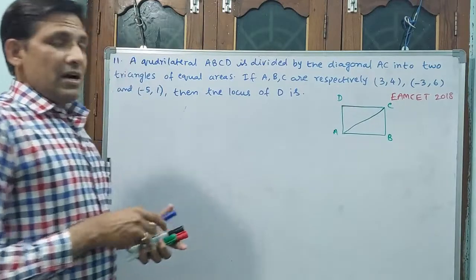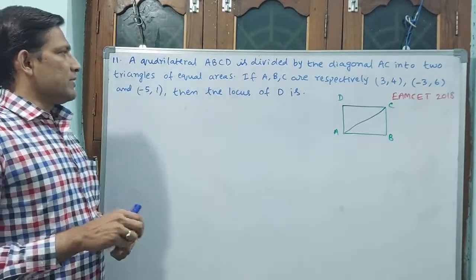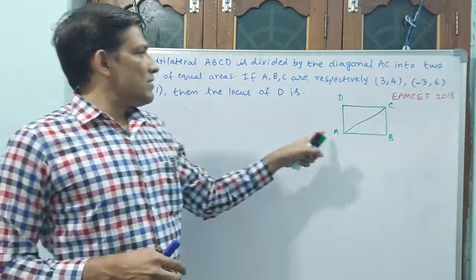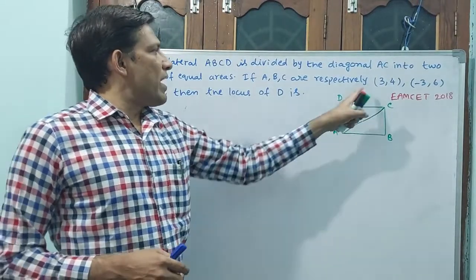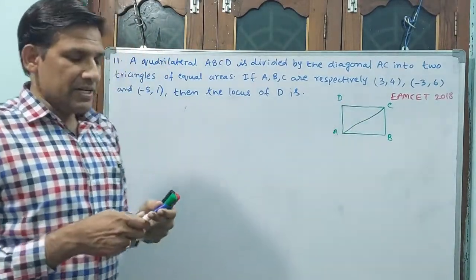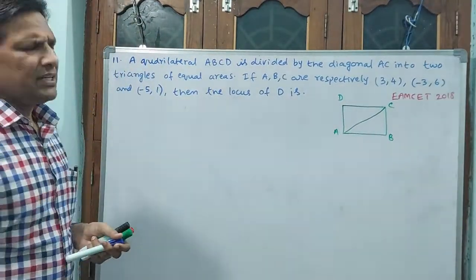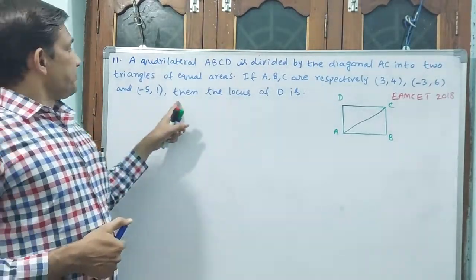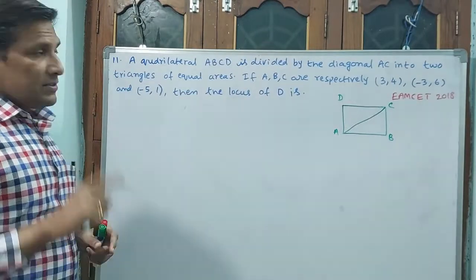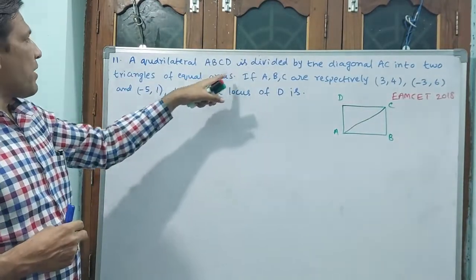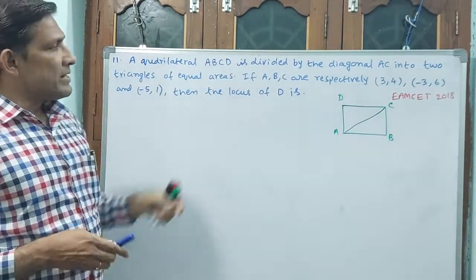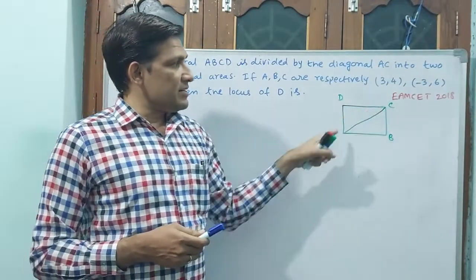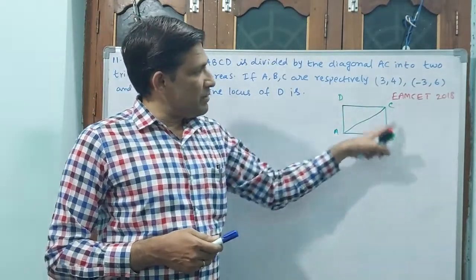One more important point they have given. A, B, C points they have given, D they have not given. Then D you take as (x, y). That is not a problem. The locus of D is asked. One more important point they have given: two equal triangles, that means the ADC triangle area is equal to the ABC area.